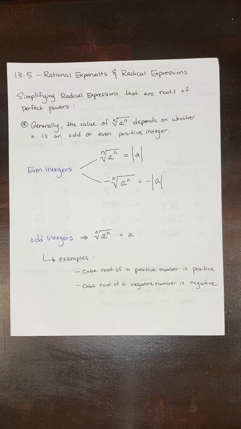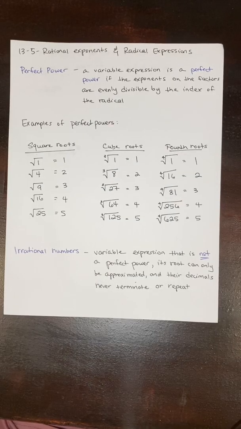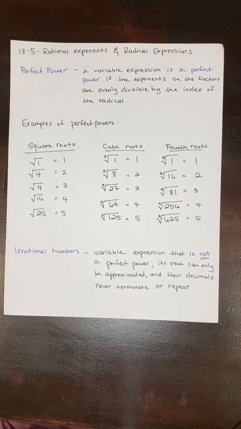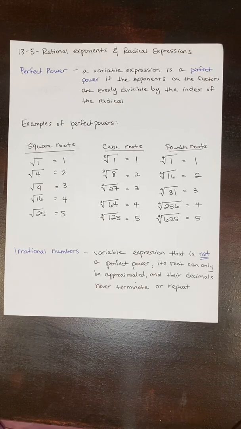The reason being is that, using cube root as an example, the cube root of a positive number is positive and the cube root of a negative number is negative. Therefore, we cannot assume that the solution of these perfect roots will always be positive or an absolute value. So what is a perfect power? Well, a perfect power is when a variable expression's exponents on the factors are evenly divisible by the index of the radical.